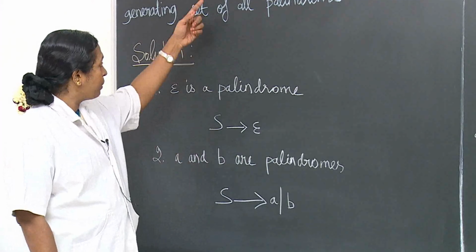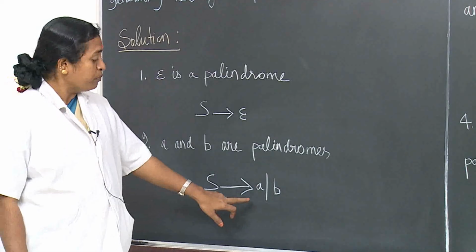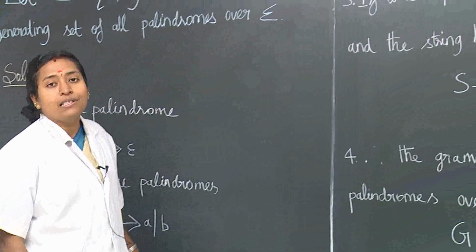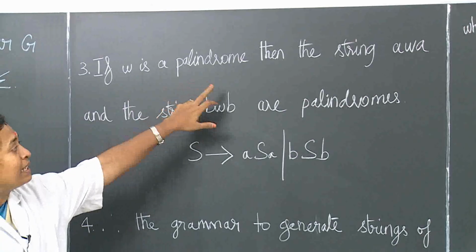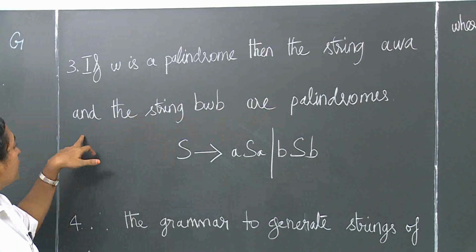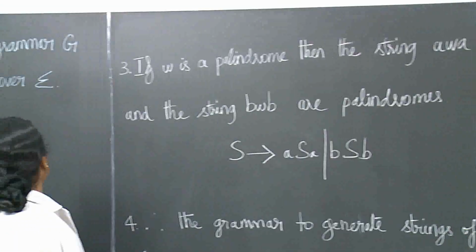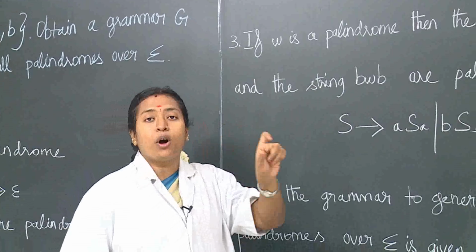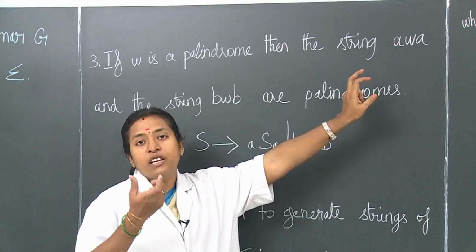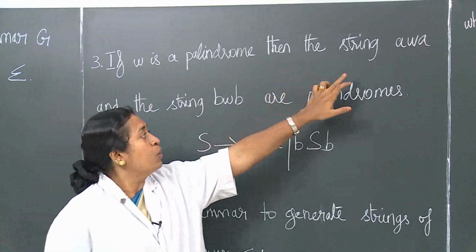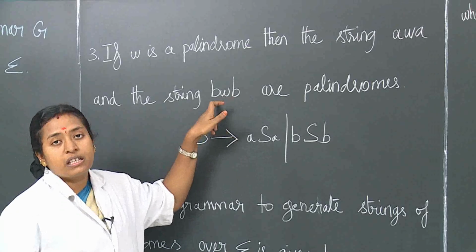Next, a and b are already given. So a and b are palindromes, which means the corresponding production will be S tends to a or b. Now we can consider a string based upon a and b. If w is a palindrome, then the strings aWa and bWb are palindromes. If we reverse a palindrome, it gives the same string. So aWa, if we reverse it, gives aWa. If bWb, if we reverse it, gives bWb.